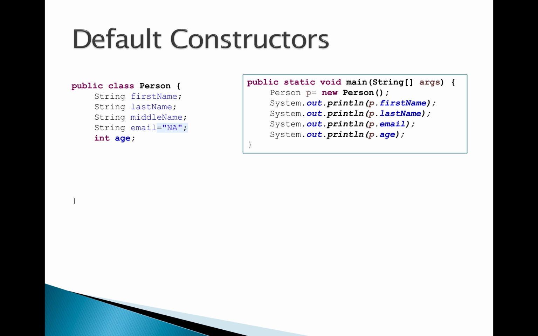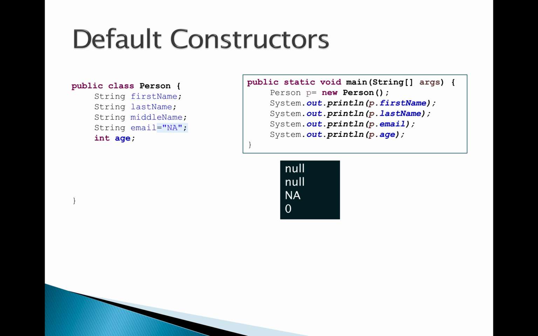So what is going to be the output? I'm going to get the output of null, null, NA, and 0. By default, when you create the object, the string values are going to be initialized with null. Any object will be initialized with null. Any integers will be initialized with 0, and floats will be initialized with 0.0. So basically they are the initial values when you create an object.